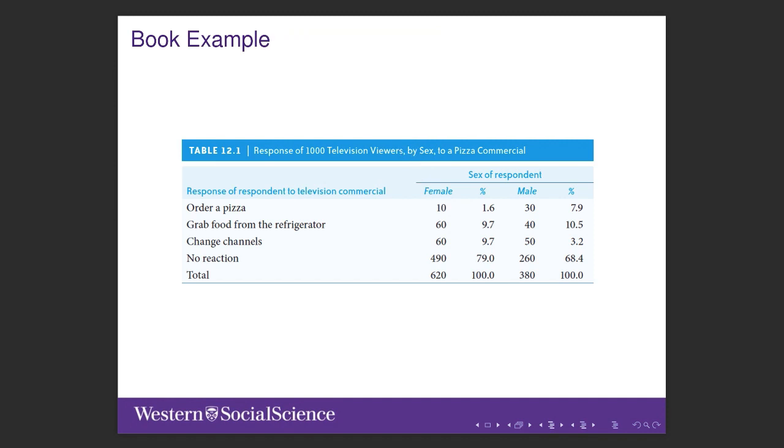Next, we compare those column percentages within each row. This provides several insights. Looking at the last row, women are much more likely to have no reaction than men. Men are a lot more likely than women to order pizza, and a little more likely than women to get food from the refrigerator. Women are quite a bit more likely than men to just change the channel.